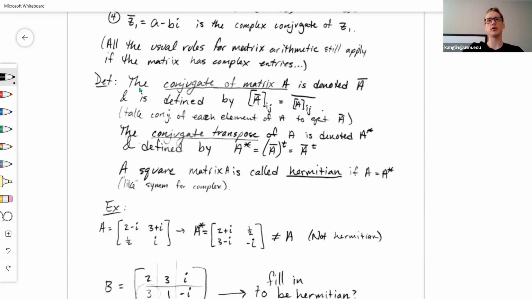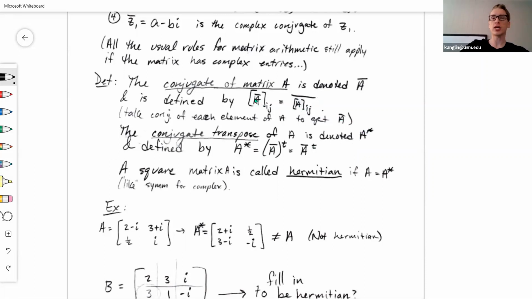So here's a definition getting right to that. The conjugate of a matrix A is denoted A bar, just like the conjugate of a complex number was z bar. And it's defined by the fact that the ijth element of the complex conjugate of A is really just the complex conjugate of the ijth element of A. All you're doing is going through the entire matrix and taking a conjugate of every entry. That's all we're doing. Take a conjugate of every entry of A to get A bar, the conjugate matrix of A.